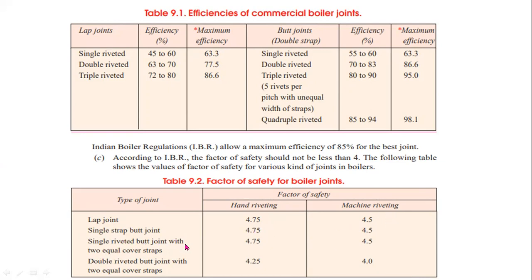For a single riveted butt joint with 2 equal cover straps, you have to consider 4.75 for hand riveting, 4.5 for machine riveting. For a double riveted butt joint with 2 equal cover straps, you have to consider 4.25 for hand riveting, 4.0 for machine riveting. Okay, these are the factors of safety for longitudinal butt joints.